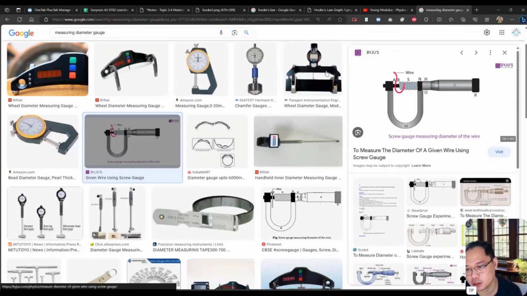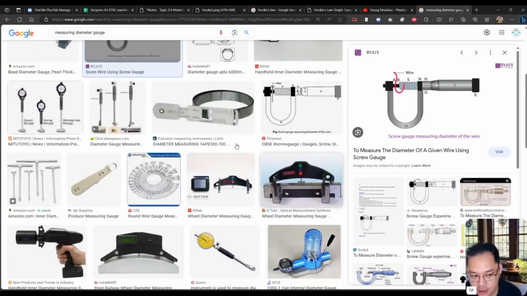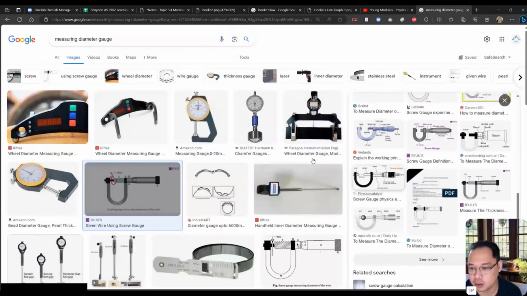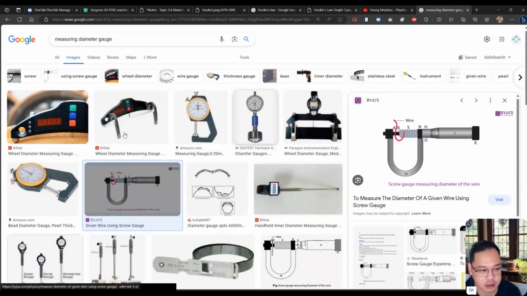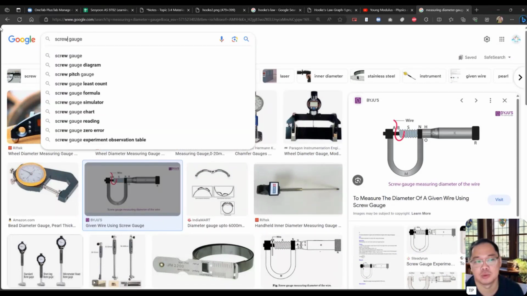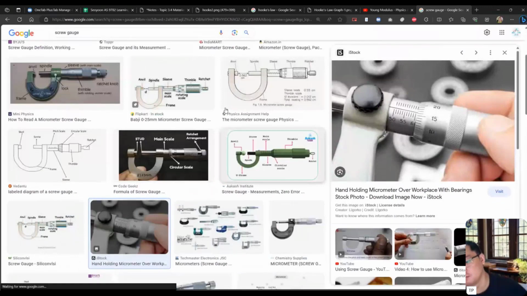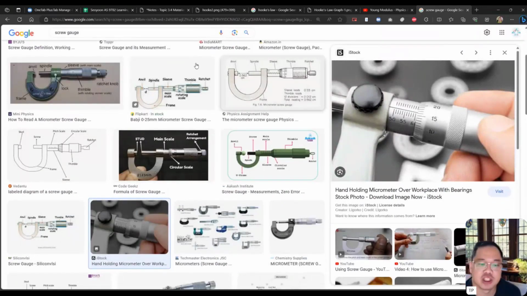Have you seen it in the laboratory or had a chance to use it? Oh yeah, it is supposed to be used in the first topic about measurement in school. Next time I'll send you some documents to practice reading this screw gauge. It is used to measure the size of very small objects, even the thickness of our hair.